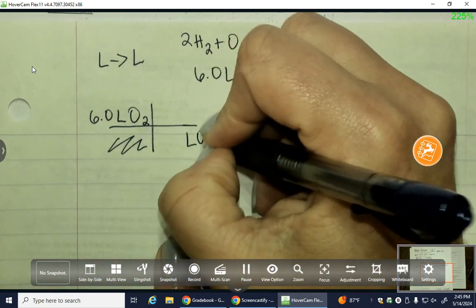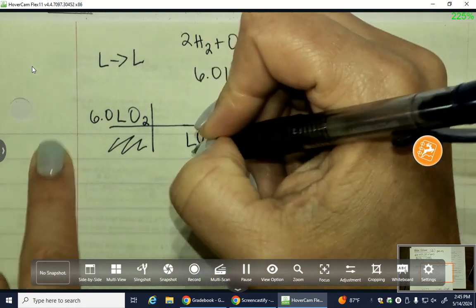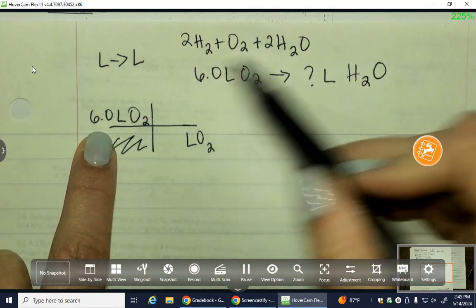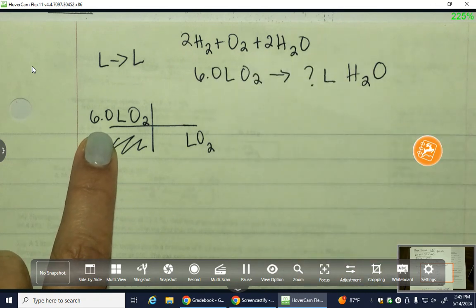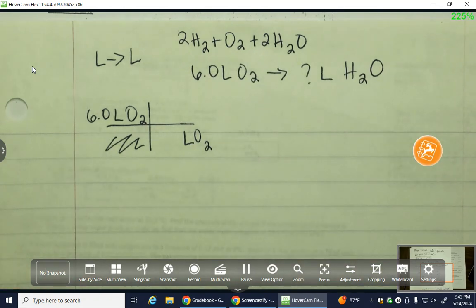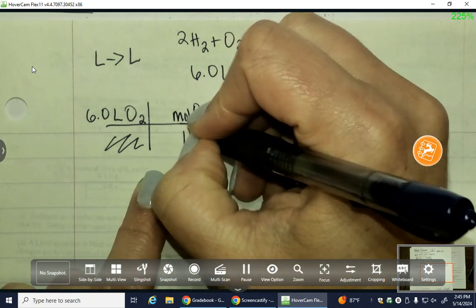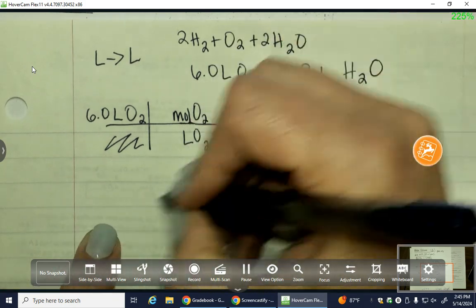I have liters of oxygen right here. And remember, no matter what, if I'm trying to figure out something across any balanced equation, we have to go through the mole. We have to convert to the mole. That's the only way you can relate things in a balanced chemical equation. So we have moles of oxygen right there. That's going to be our conversion.